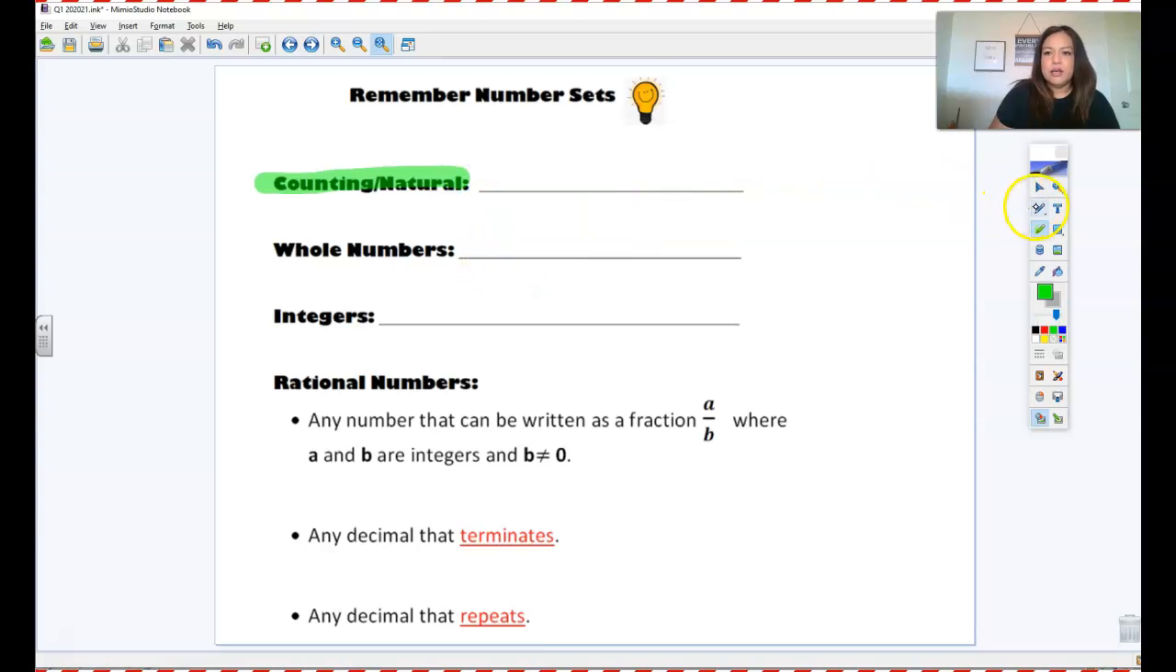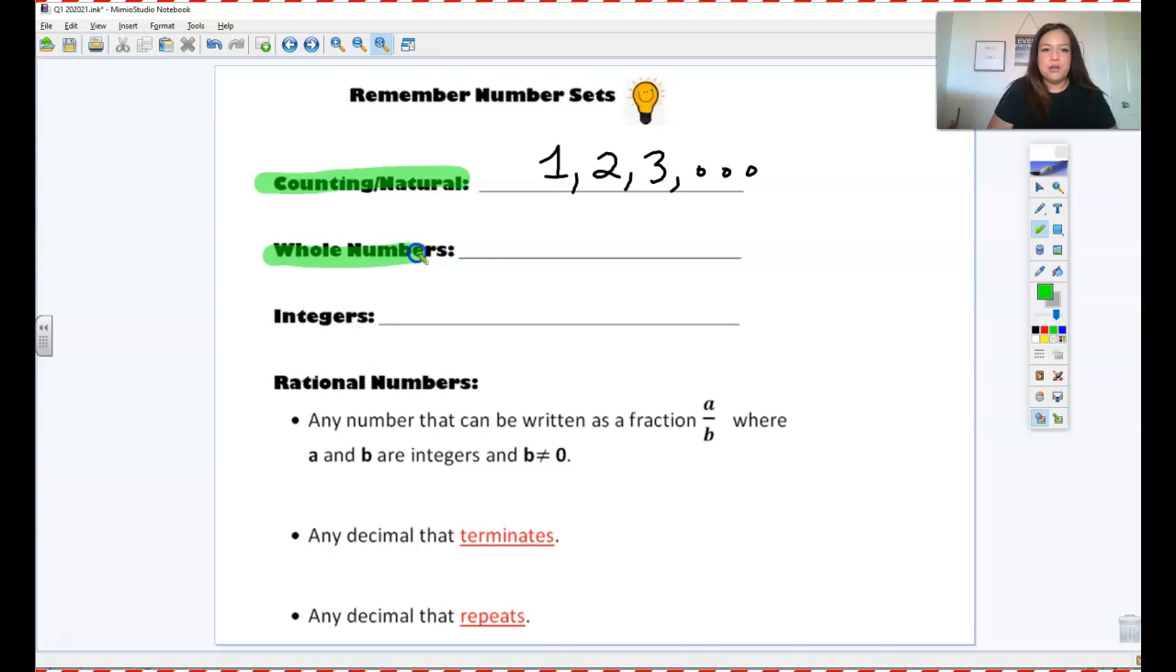Okay, so the counting numbers are numbers starting with 1, 1, 2, 3, and this number set keeps going on to positive infinity. So something even like the number 1 million would be considered a counting number, right? We just have to start at 1.